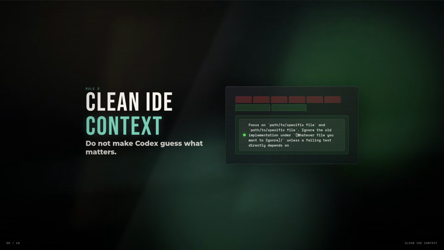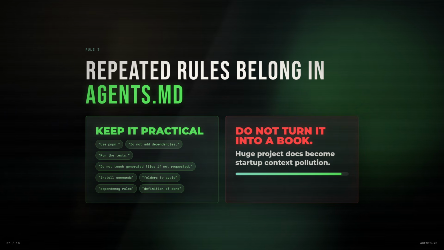And that's the theme of this whole video. Do not make Codex guess what matters. Tell it. Now if you type the same rules into every prompt, you are wasting context. Something like use pnpm, or do not add dependencies, or run the tests, et cetera. In Codex, that belongs in AGENTS.md.